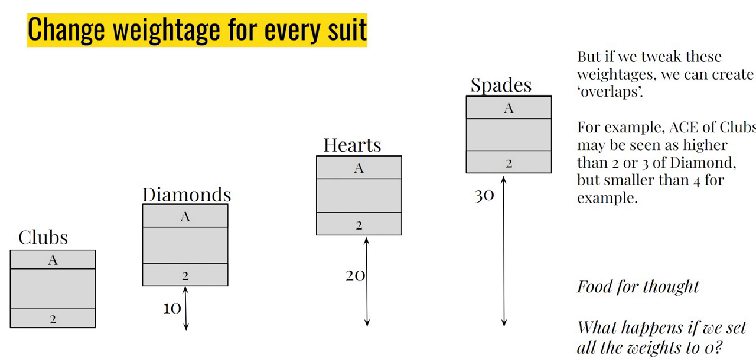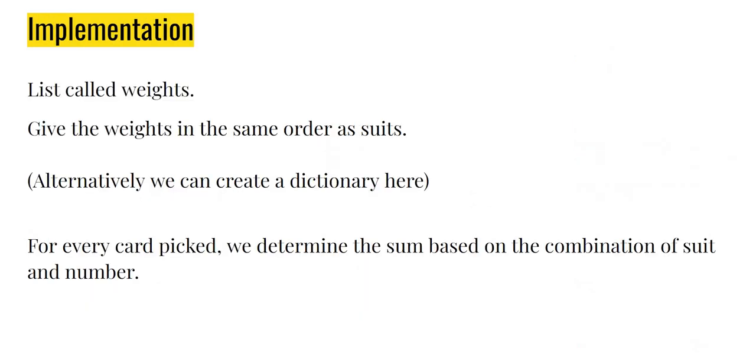But the question then is, how do I implement this in code? In fact, this is quite straightforward too. I'm going to create a new list called weights. This will be in perfect sync with the suits. So in fact, the weights will be in the same order as the suits. Which means we can also use a dictionary here, but list is just fine for now. Basically, for every card that we pick up, we determine the sum based on the combination of the number itself and the suit. Let's see how we do this.